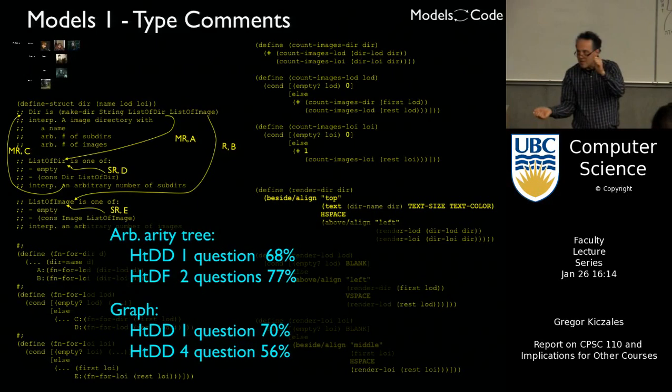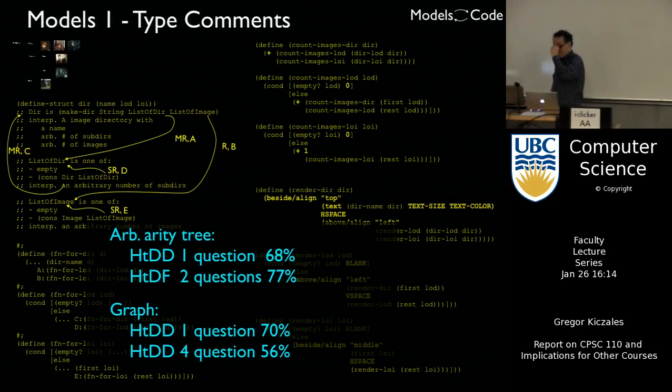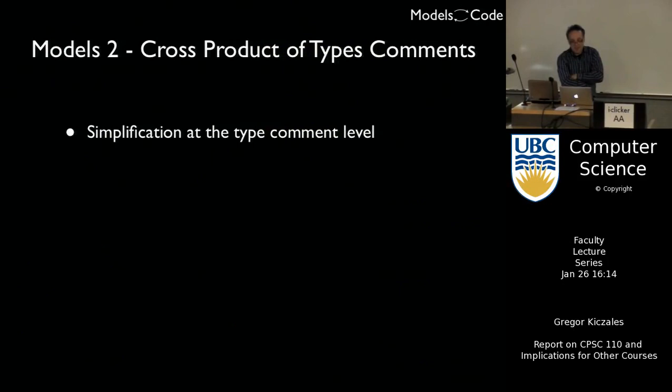And for the graph, you take this one more step and you get a graph. And that's quite a hard question, but we got 56% of that. Okay, so this one, now I really have to start to pick up the speed here.